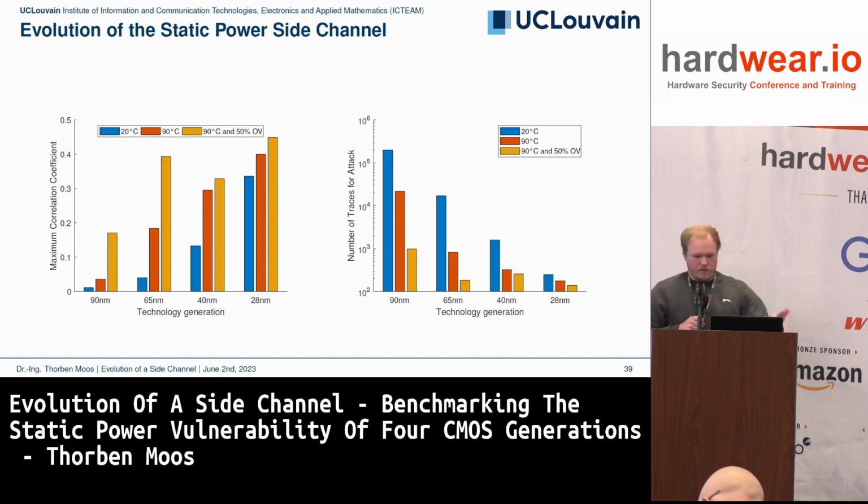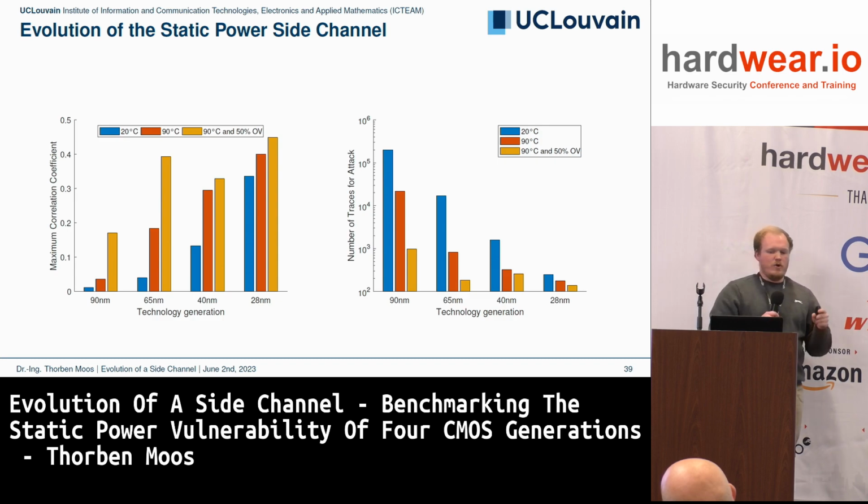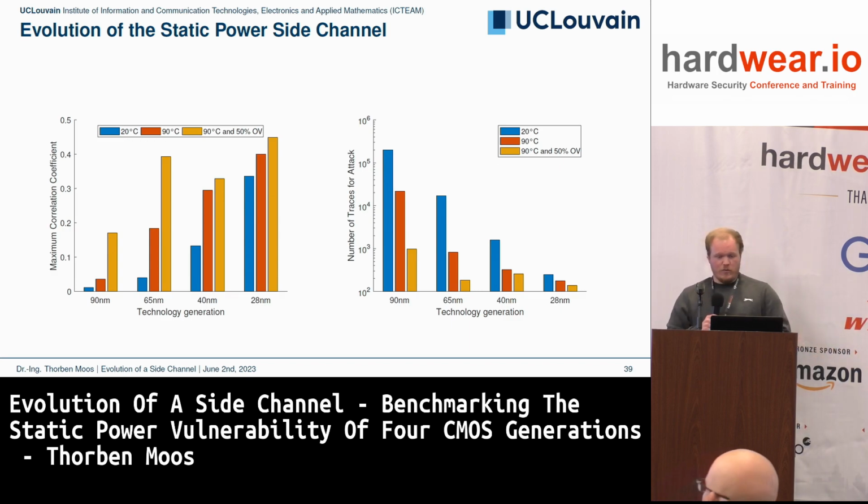And here are those results plotted. On the left side, it's the maximum correlation coefficient in the attacks. Then the blue bars are for 20 degrees Celsius, the orange graphs are for 90 degrees Celsius, and the yellow graphs are for 90 degrees Celsius and 50% overvoltage. And you can see, especially for the 20 degrees Celsius, so like the normal operating conditions, there's a more than linear increase from 90 nanometer to 28 nanometer in the correlation coefficient of the attack.